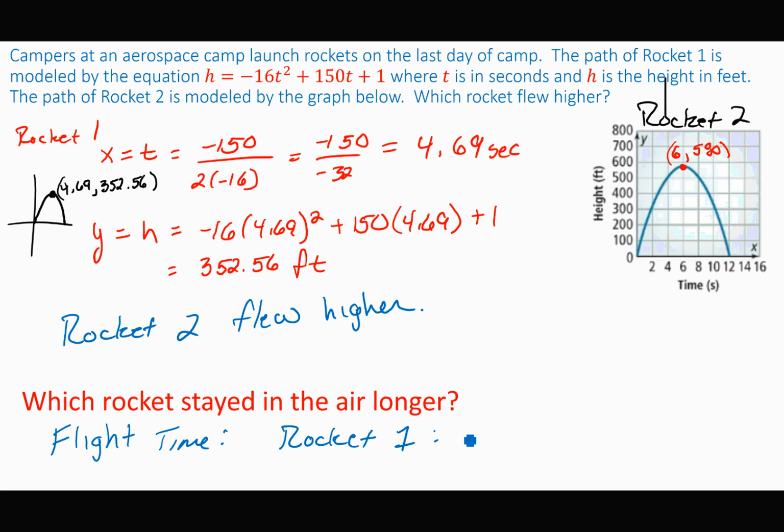Okay, so we could do twice 4.69. Let's give it exact. So 4.69 times 2. This one actually flew for 9.38 seconds, from the time it took off till the time it actually hit the ground. Because the vertex only got me halfway. It took 4.69 to get to that height, but then also I had to go back down, so I'm going to double that.